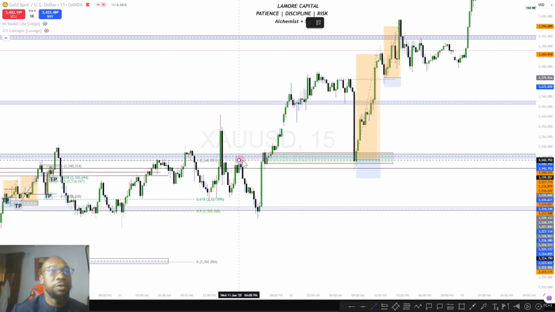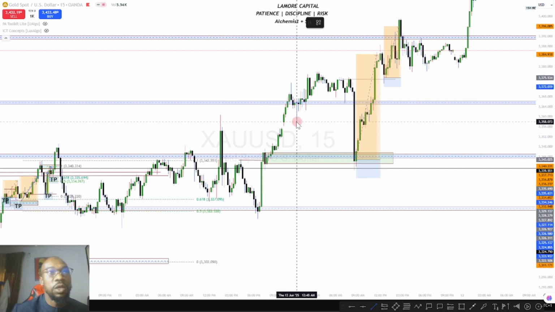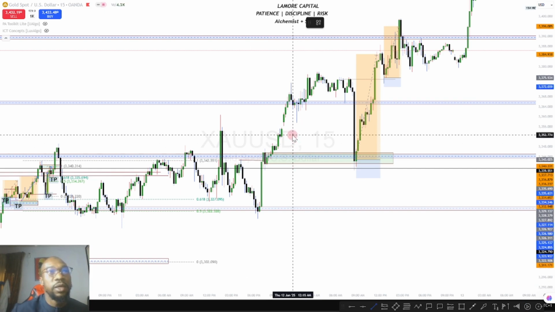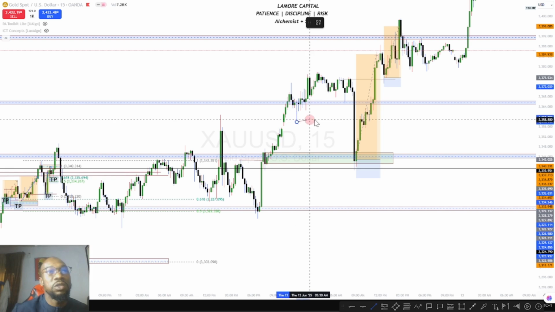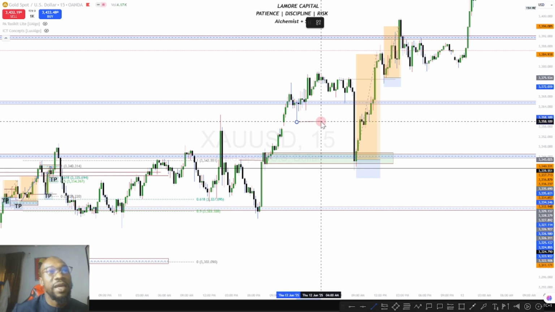The first confluence was my break of structure. Yes, we have break of structure first. The second confluence was my order block here. And the third confluence was this liquidity that was engineered, because I call this an engineered liquidity, around 12:45 a.m.